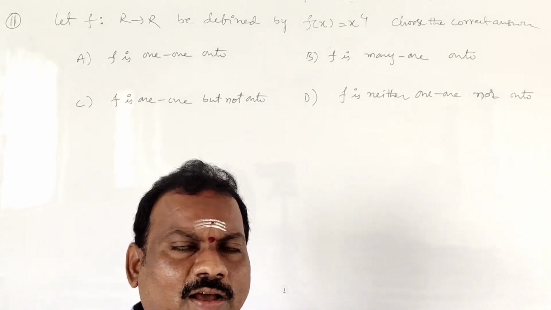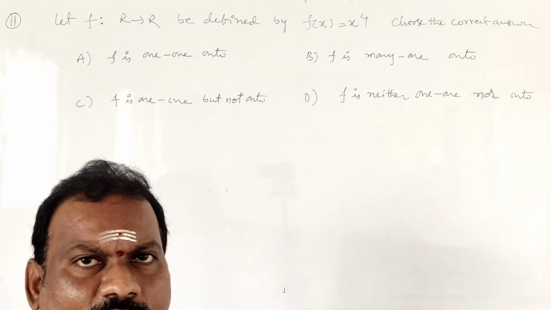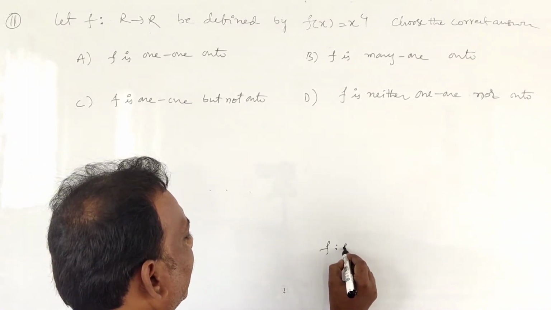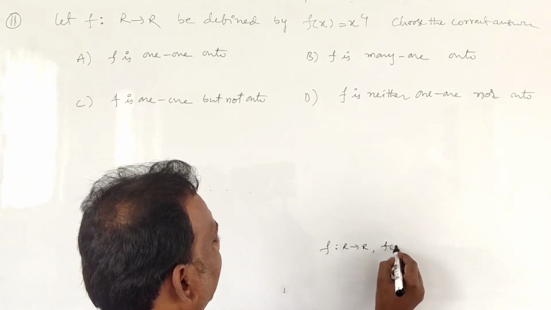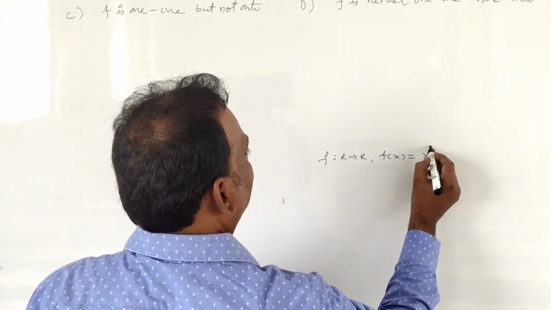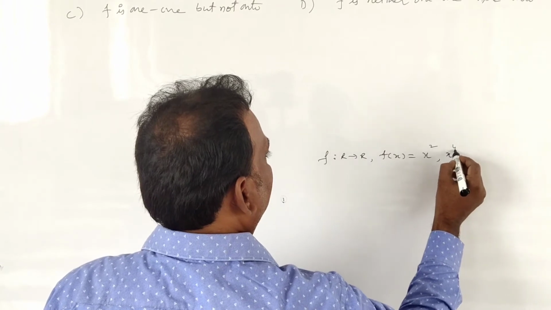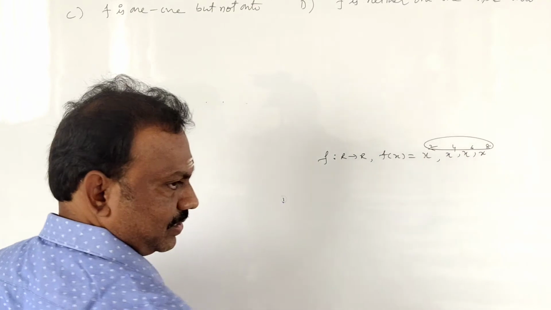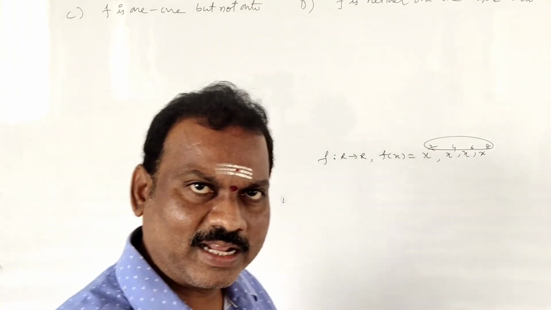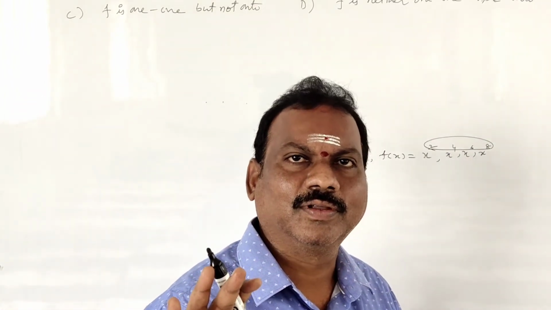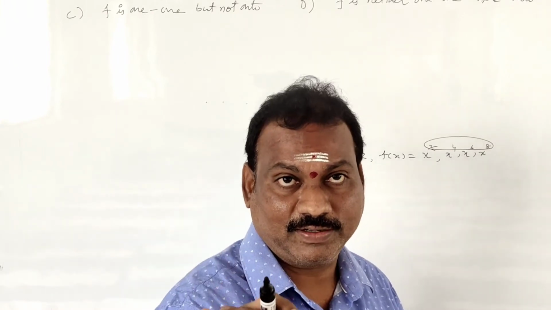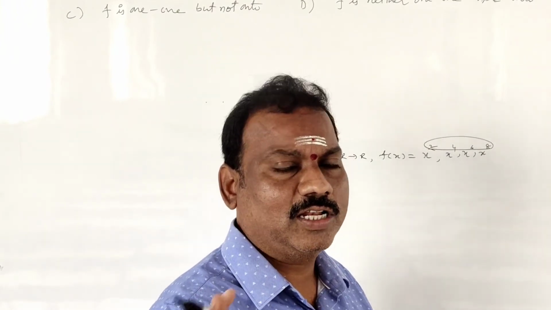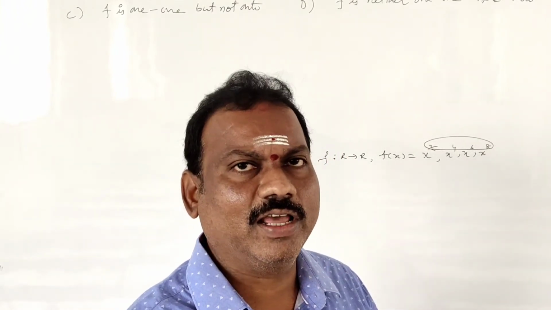So I told while teaching PU, if you want to check 1-1 for the given function f of x, f is a mapping from R to R, f of x is equal to x square or x power 4, x power 6, x power 8. That means it is in even powers. It is always not a 1-1 function. I will check whether it is onto or not. Clear, students? So it is also obviously not onto. Why it is not onto, I will explain.